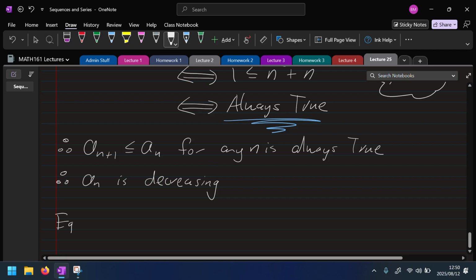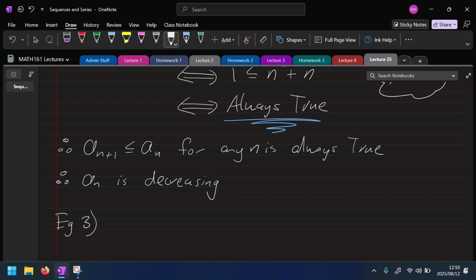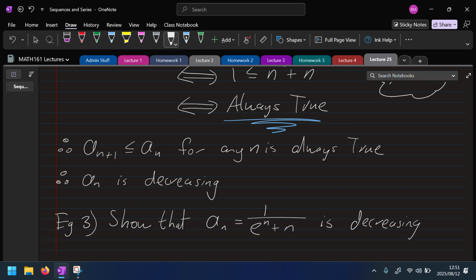Example 3. So this will be the third method. Of course, there's many more. You can pick whatever you want. It's just 3 to have a look at. So example 3. Show that a_n is equal to 1 over e^n plus n is decreasing. Now, depending on what's given, it may be better to use method 1 or 2 or 3. But you can always use this third one.